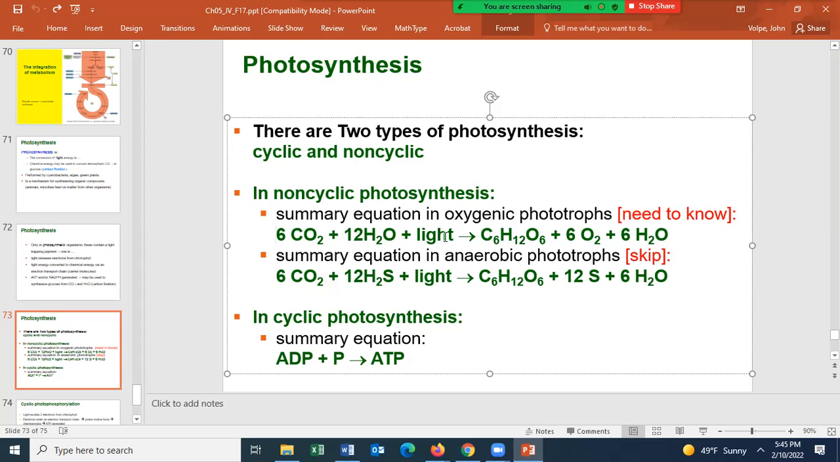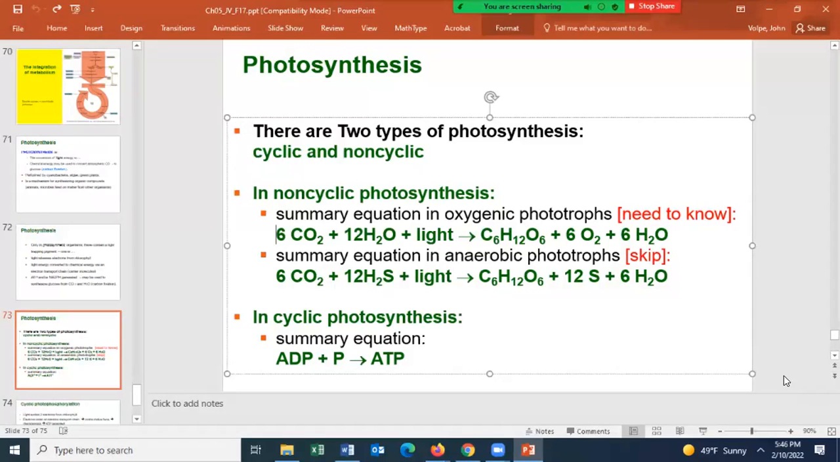Water is used to generate glucose and oxygen. There is another photosynthetic reaction you've probably never been told about, and in this cyclic photosynthesis, light energy is used to make ATP. The only thing that happens in cyclic photosynthesis is that ADP plus phosphate generates ATP.